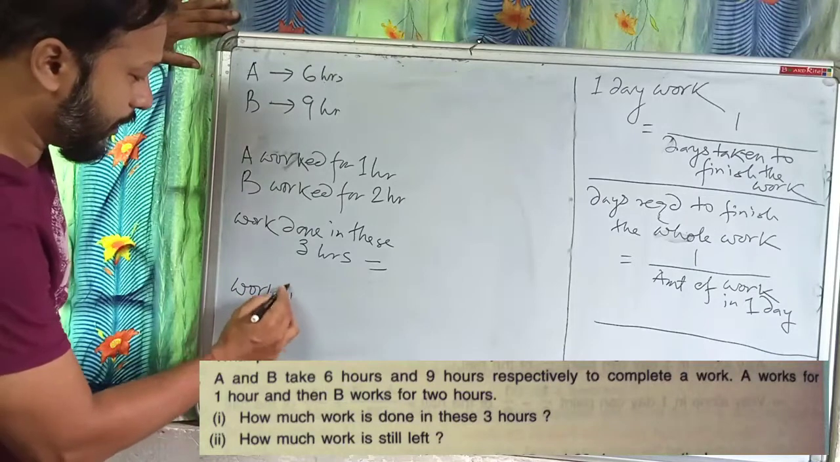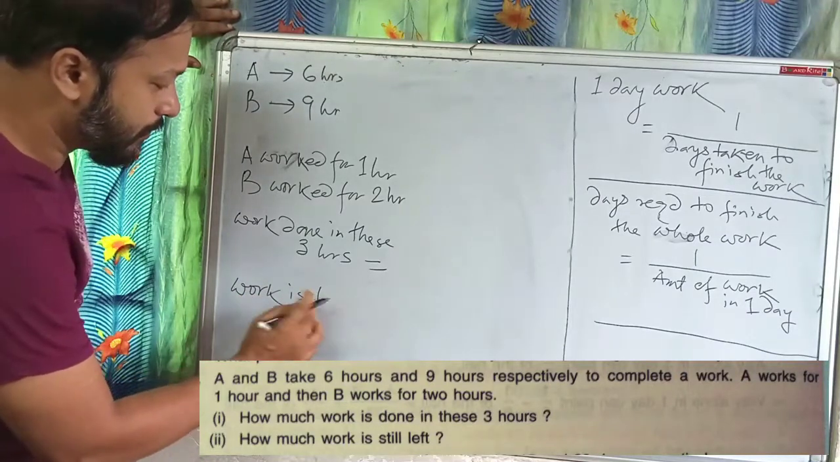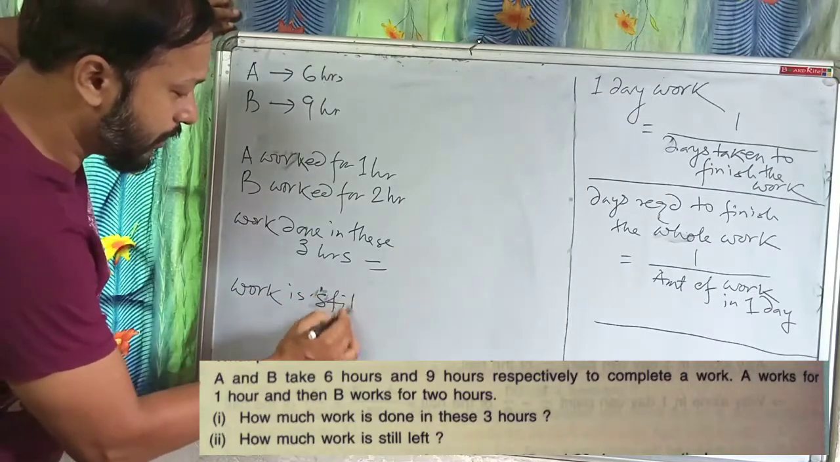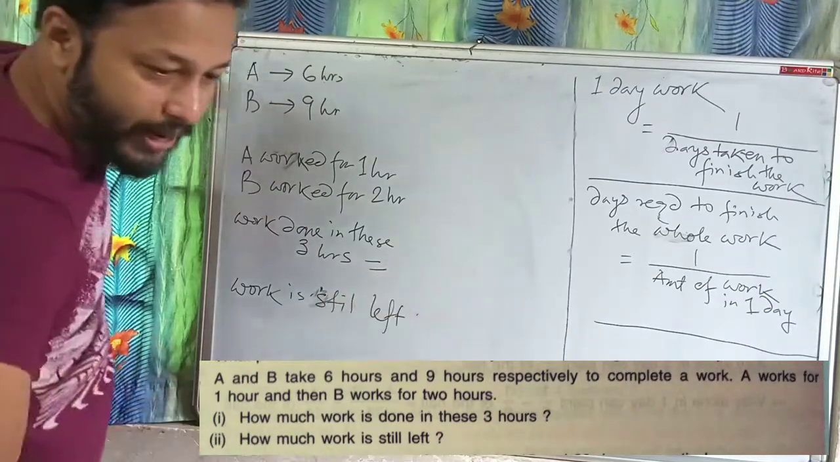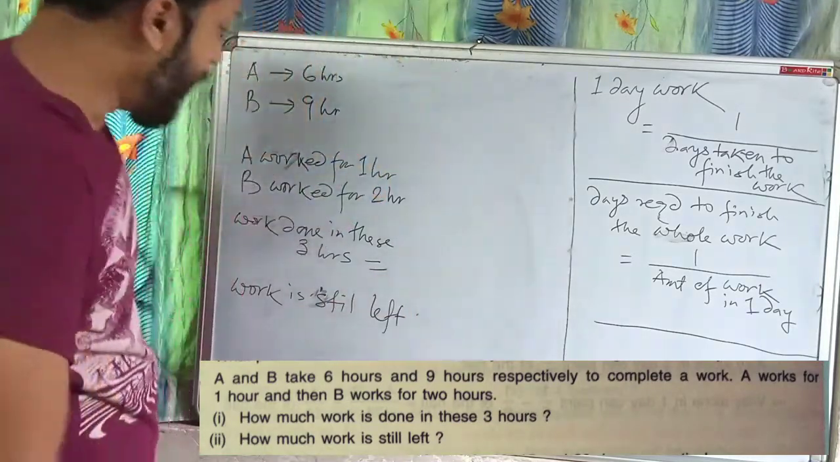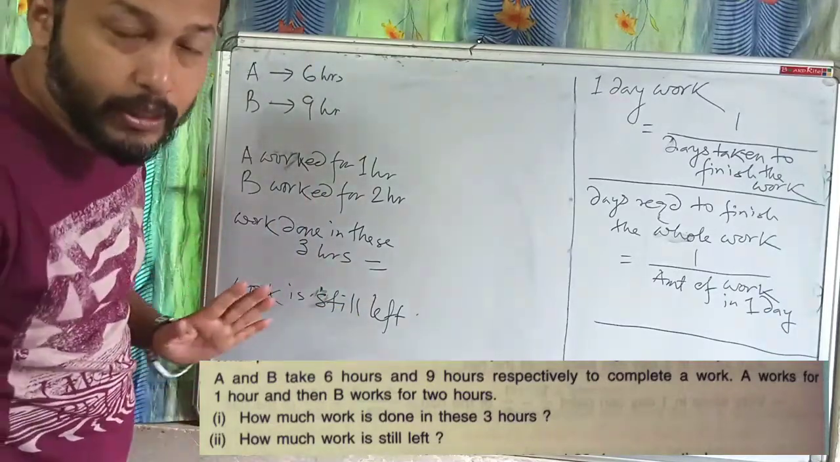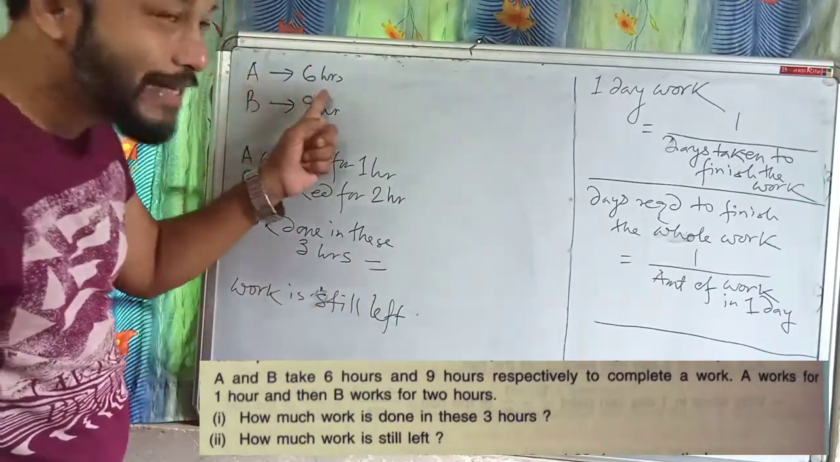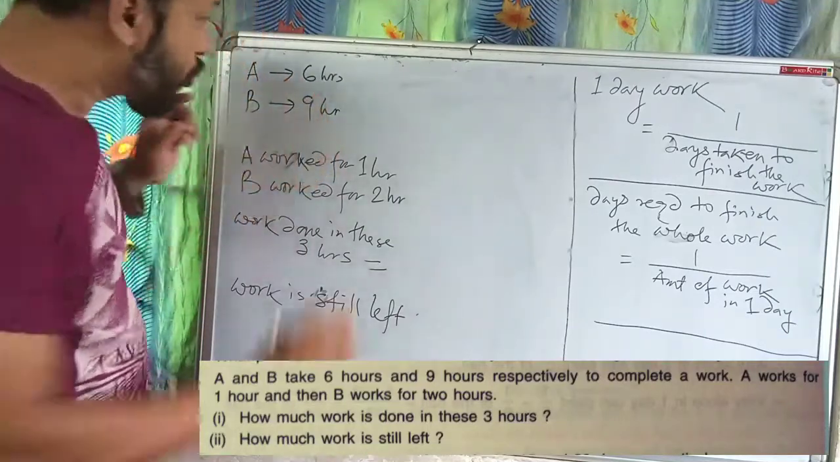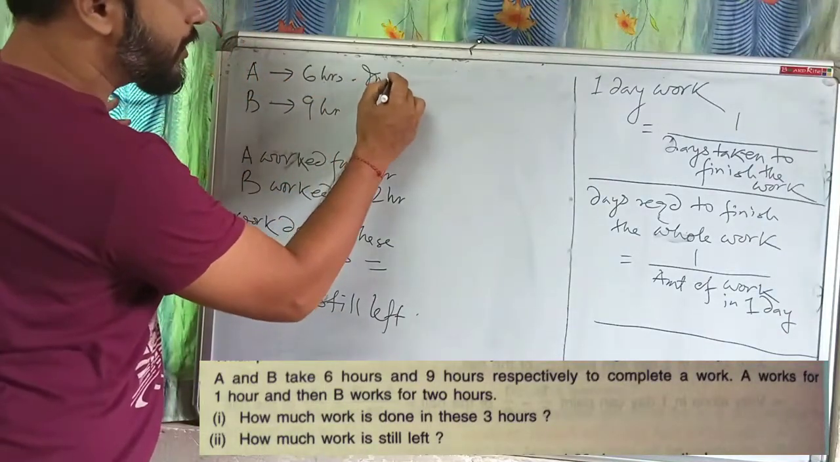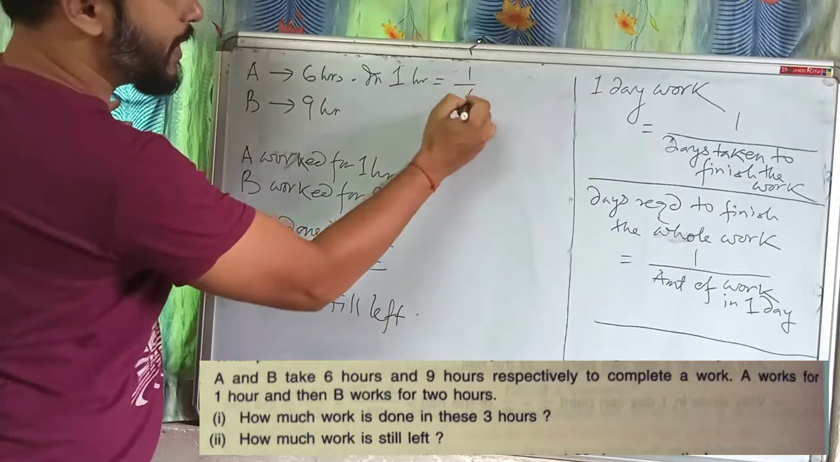Work is still left. Okay, how much work is still left? This is the question. Try to understand. Now, first of all, we know that A finished the work in 6 hours. So in 1 hour, how much work will be finished? In 1 hour, 1 by 6.